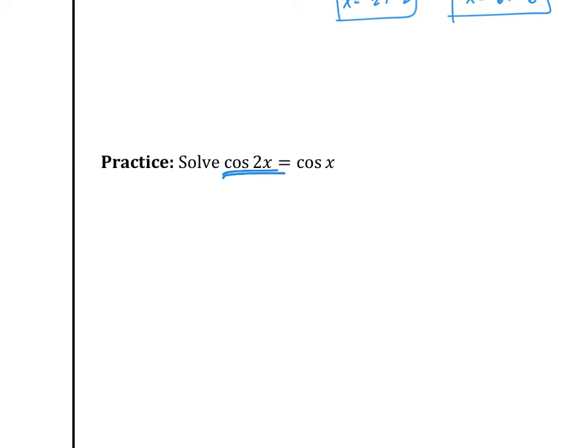It really doesn't matter which one you choose. You can get to the same answer, but sometimes one formula is a little better than the other, so choose wisely. As in, you want to look at the formula and see which one would get you to the answer faster. Okay, so go ahead and pause the video and come back and check your answer.